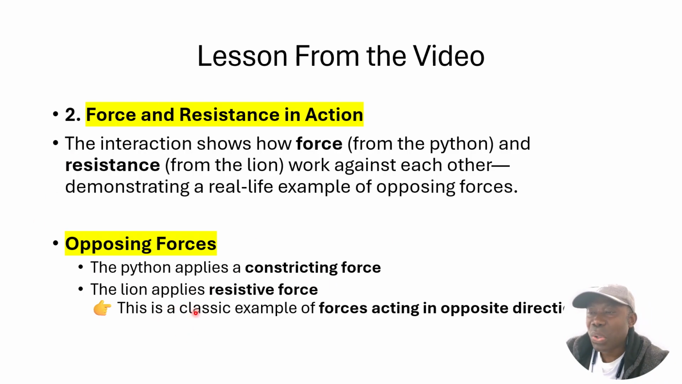The lion applies resistive force. So it's like you want to squeeze out this object with a lot of resistive force. If the object is very stiff, it also will give opposition forces. So that two action and reaction is coming into play. So this is a classic example of forces acting in different directions. Now let's look at the third example here.